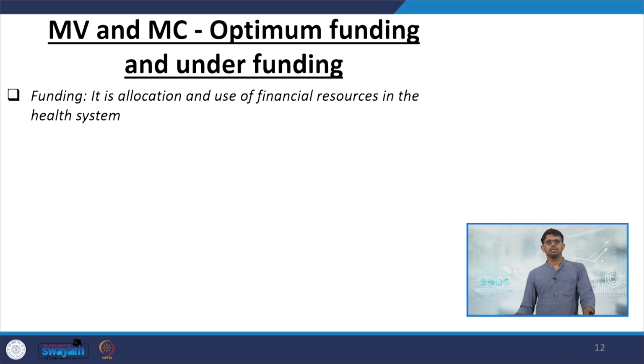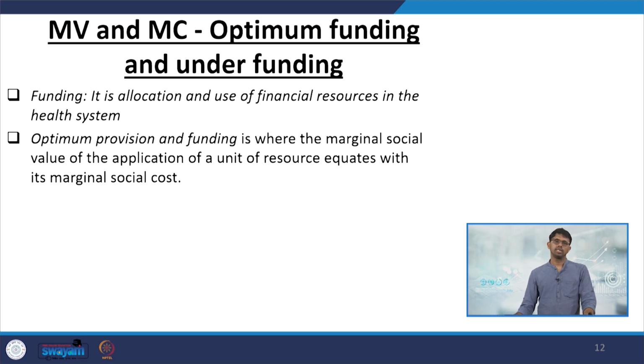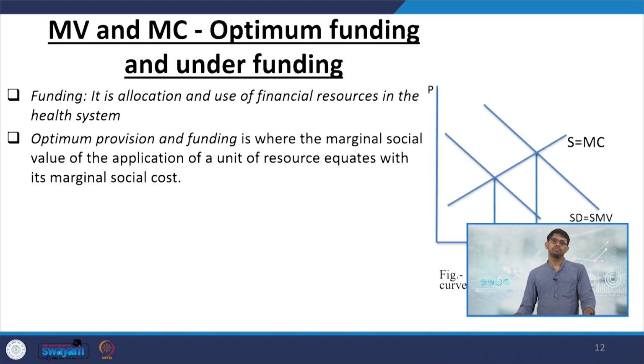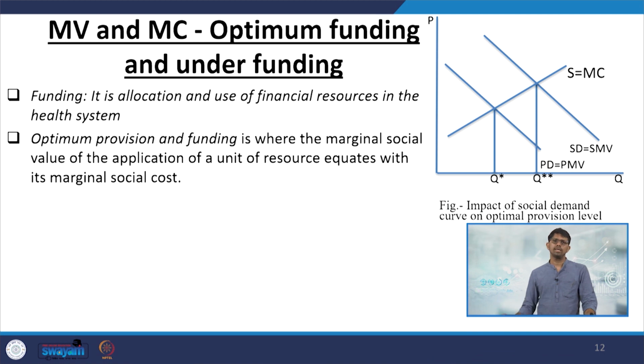So, funding, what do you mean by funding? It is basically simply the allocation and use of financial resources in the health system. Optimum provision and funding is where the marginal social value of the application of a unit of resource equates with its marginal cost. Wherever they are equalized, then we actually define this as optimum funding.